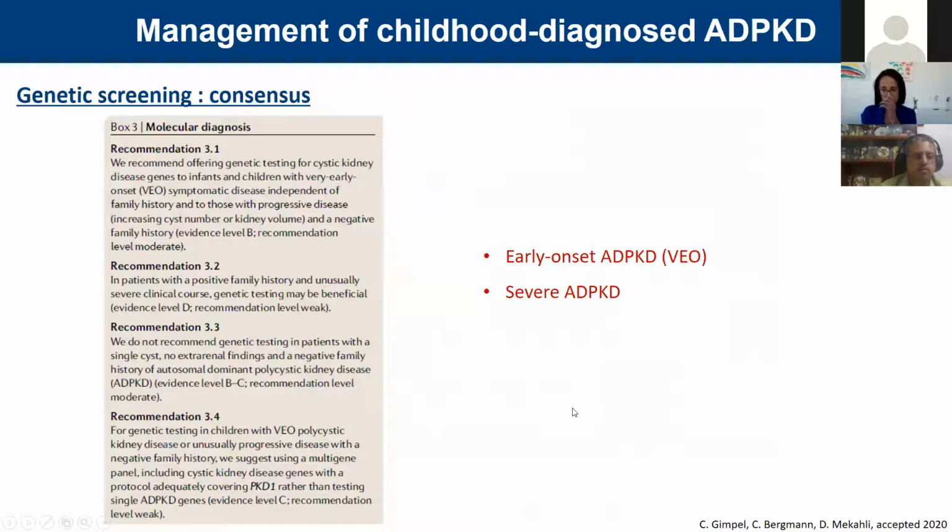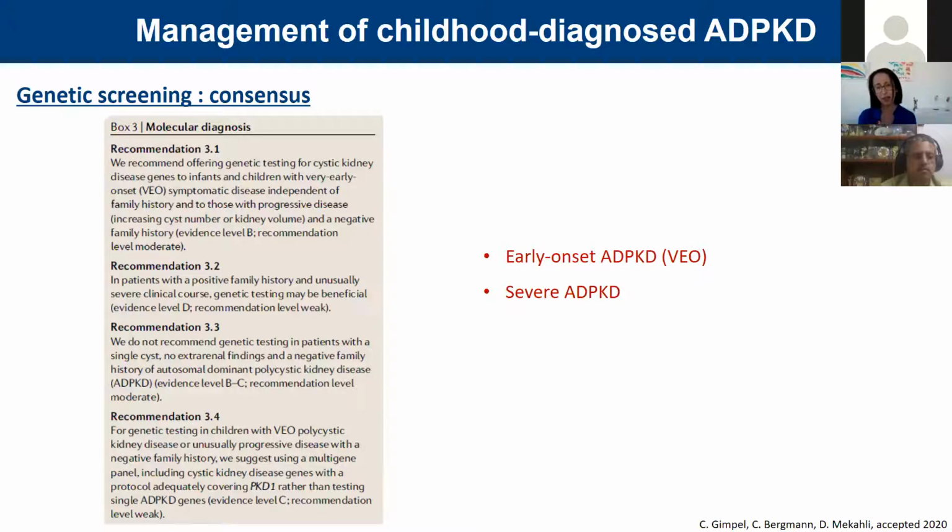So in our consensus paper, the experts did not agree on doing genetic testing in all the ADPKD children, because it is not available in all countries. In a few countries, it is really very expensive. However, we agreed that when you have an early-onset or a really severe ADPKD, we should do the genetic testing.